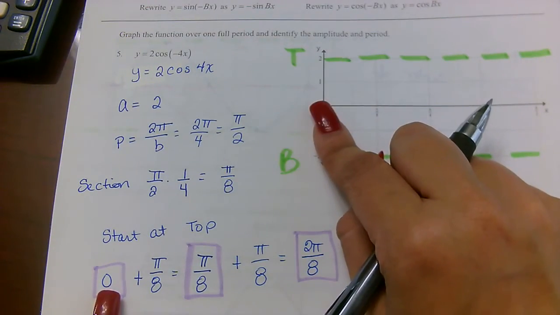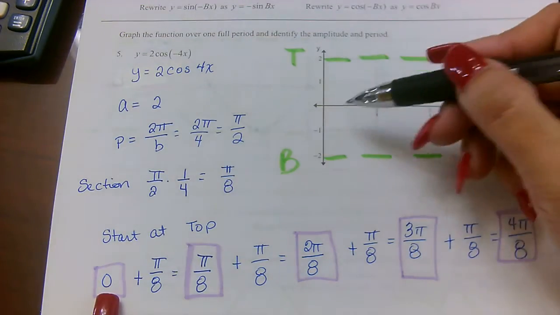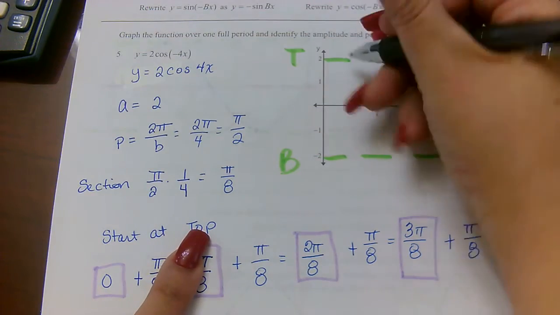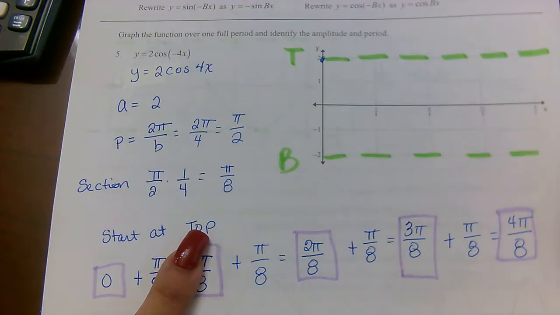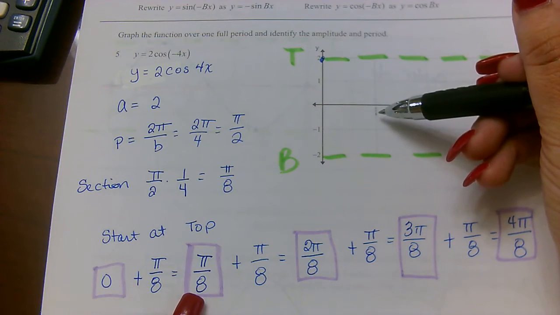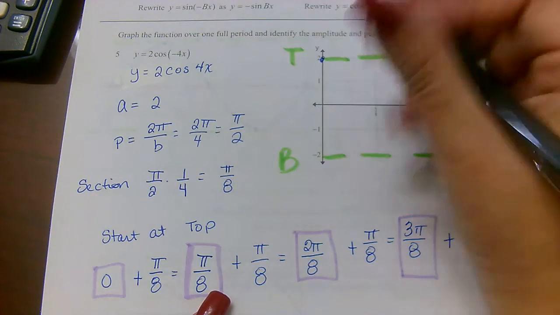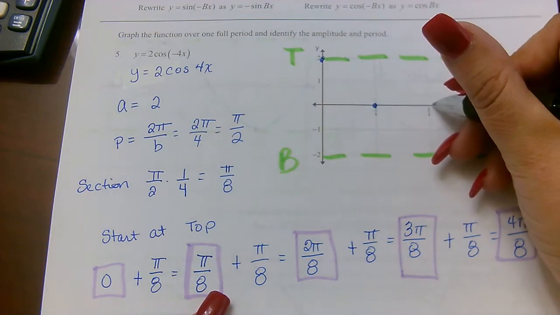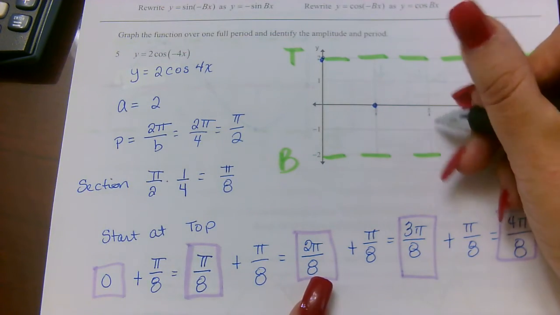Let's go ahead and graph this part. I'm starting at 0, and I'm starting at the top. So I'm going to start my first point right there. Then I'm going to pi over 8, which is conveniently right here, and I'm going from the top to the center. Pi over 4, if I simplify this, I get pi over 4.